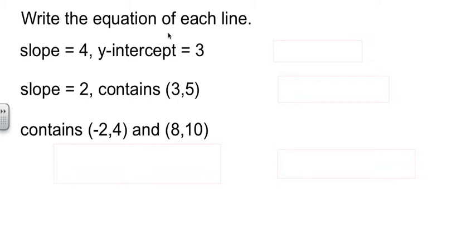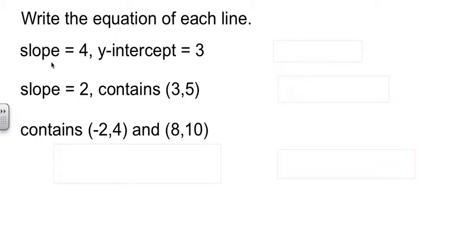Okay. Notice they didn't specify what form they want the final answer in. It just says write the equation. If they don't tell you a final answer form, you can use either one. If they tell you that you have to use a certain form, then you have to. But if it doesn't say, then it's strictly left up to you which way you want to go.